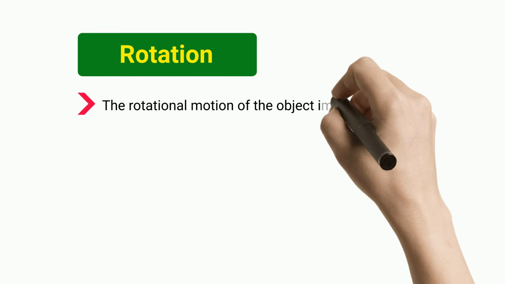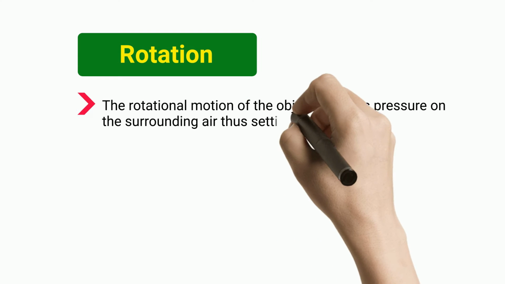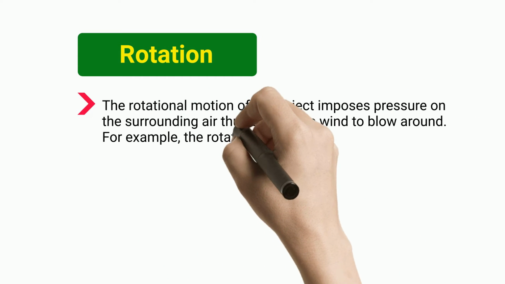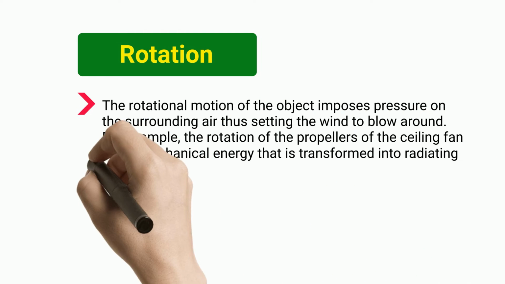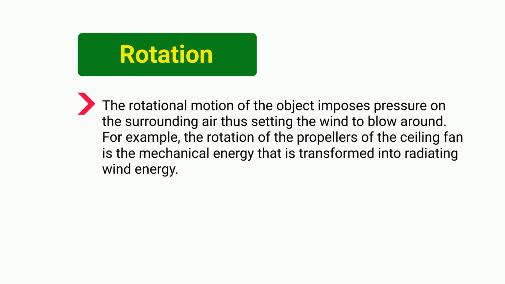Rotation. The rotational motion of the object imposes pressure on the surrounding air, thus setting the wind to blow around. For example, the rotation of the propellers of the ceiling fan is the mechanical energy that is transformed into radiating wind energy.